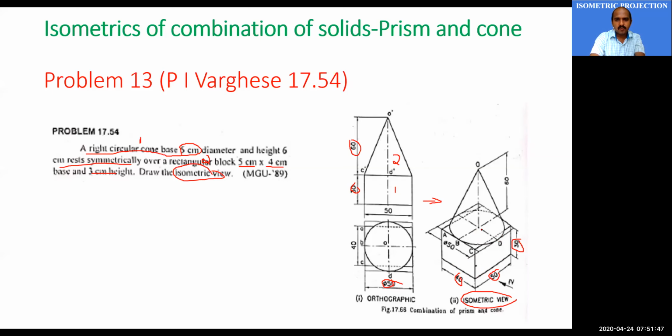Then above that, we will draw the isometric view of the cone. Once you complete the isometric view of your rectangular block, on the top face of your rectangle you connect the opposite corners. Then from there, you draw the 30 mm lines. From there, you locate the apex of your cone, which is 60 mm above. Then you complete the cone. And now let us solve this problem.